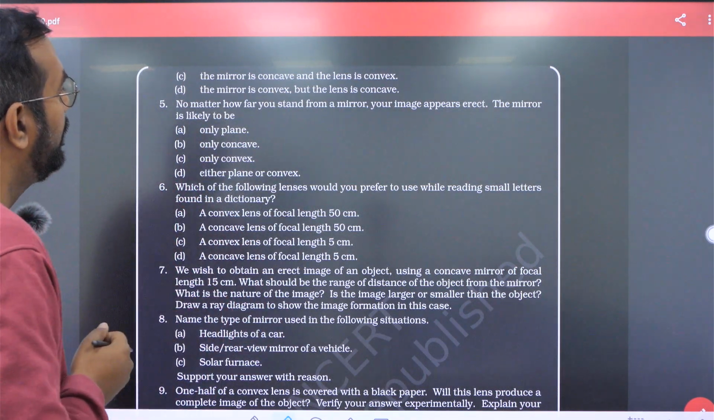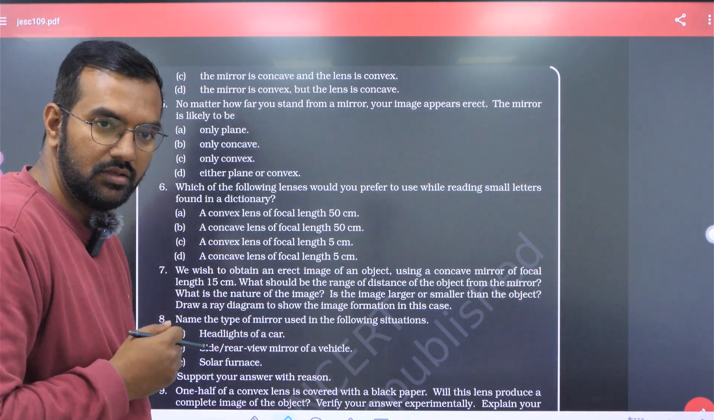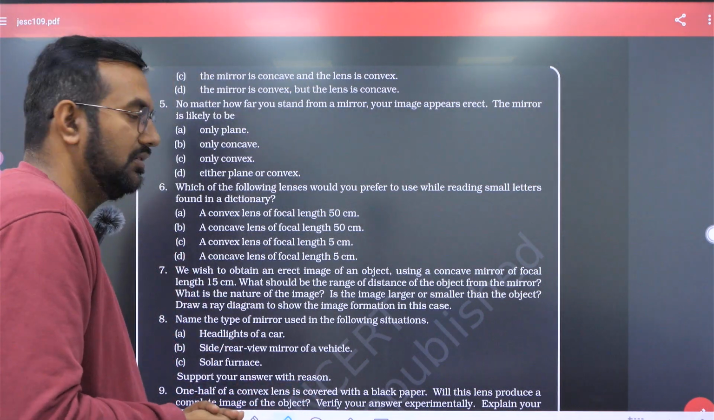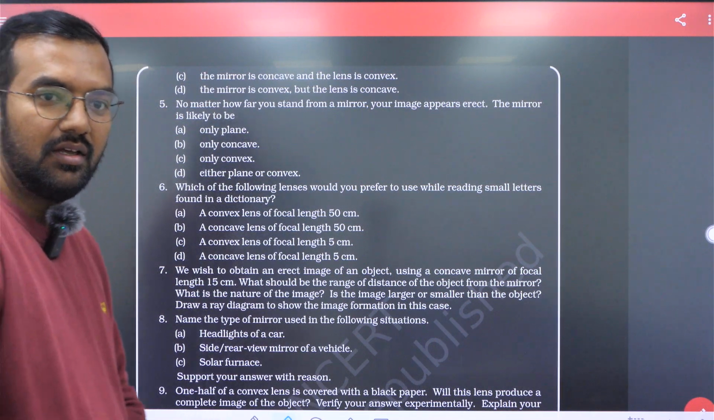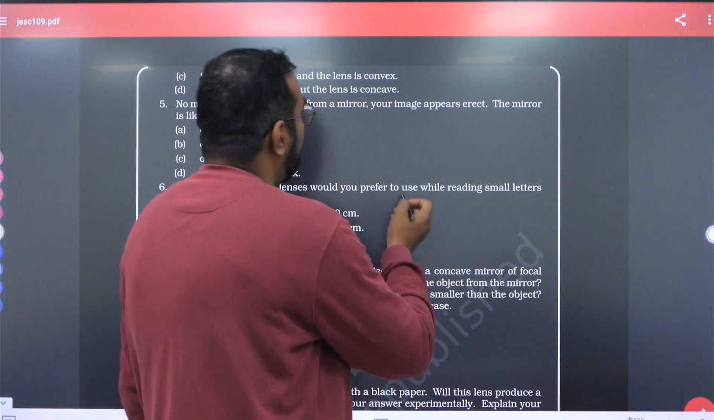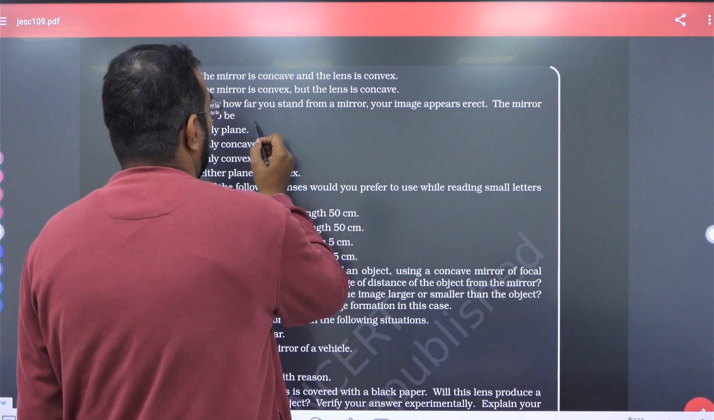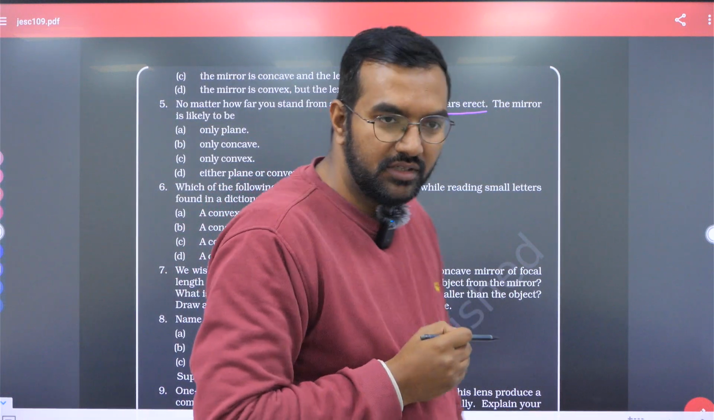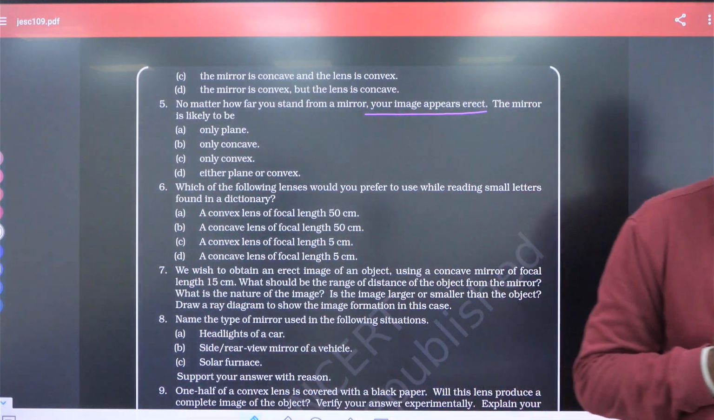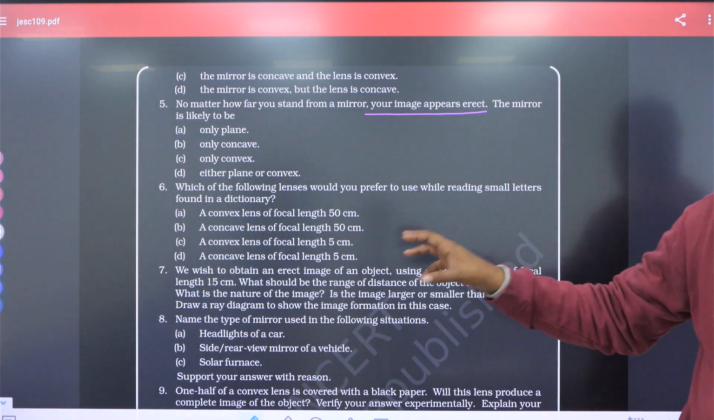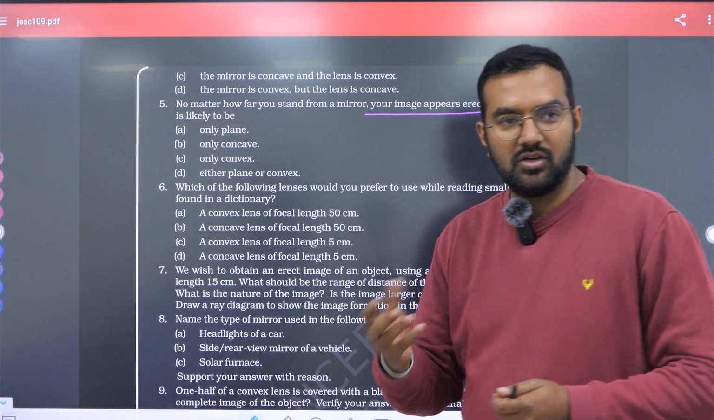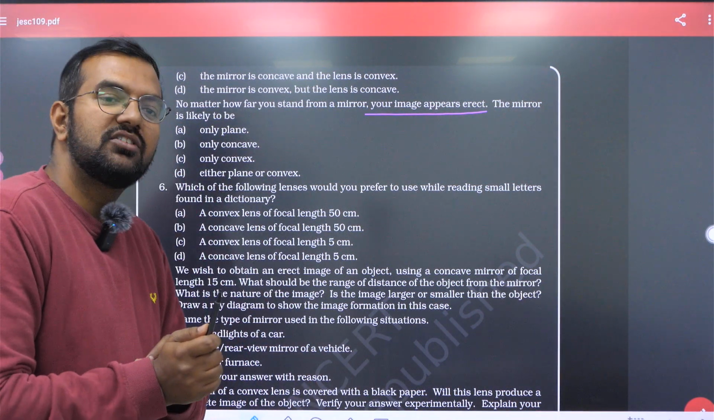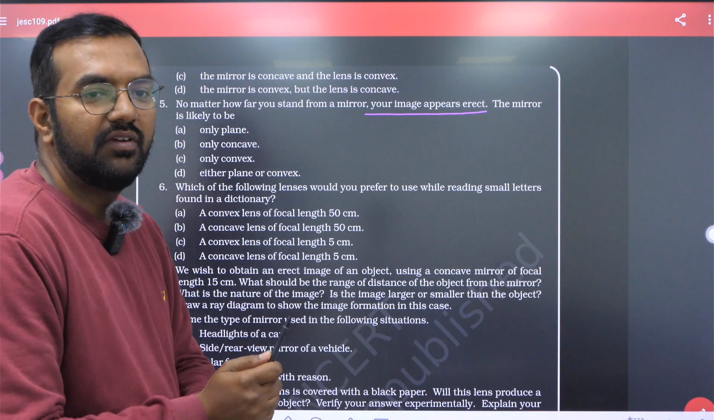No matter how far you stand from a mirror, your image appears erect. The mirror is likely to be: the image is always erect. In which mirror is the image always erect? You have studied two spherical mirrors here, na? A concave and a convex. So in which mirror? Convex. In the case of a convex mirror, the image is always erect.